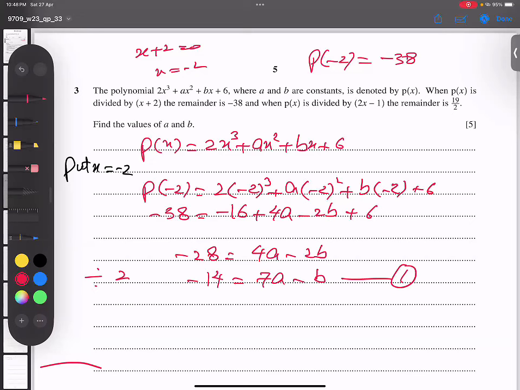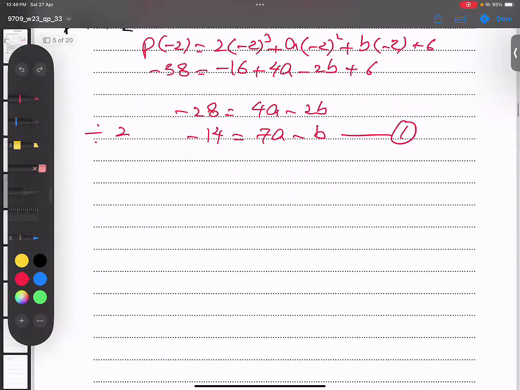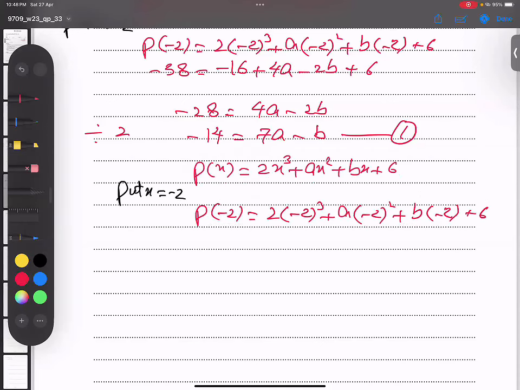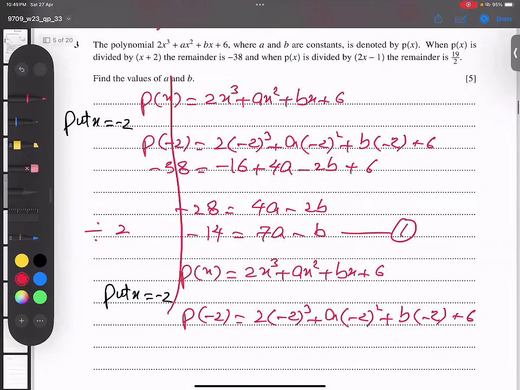Now, students, we can go for the second equation. The second equation said divided by this one, the remainder is the same story. I will do it. Same story, same story. So I copy everything and I paste here. But this time I will not put -2. I will put this equal to 0 and this equal to 0.